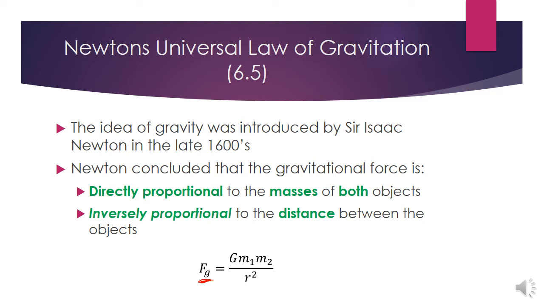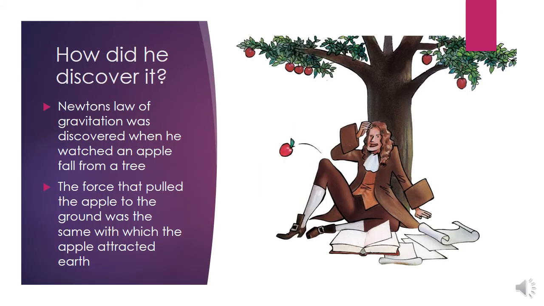Newton concluded that gravitational force is directly proportional to the mass of both objects. So remember, when we say proportional, that means if one goes up, the other goes up. So if the mass goes up, the force goes up, is what that's saying. And it's inversely proportional to distance. Inversely proportional meaning if one goes up, the other goes down. Okay, so we're going to look at these relations a little bit closer.